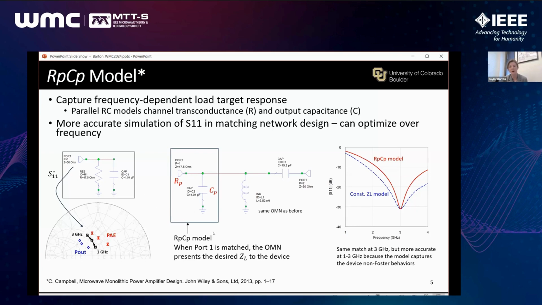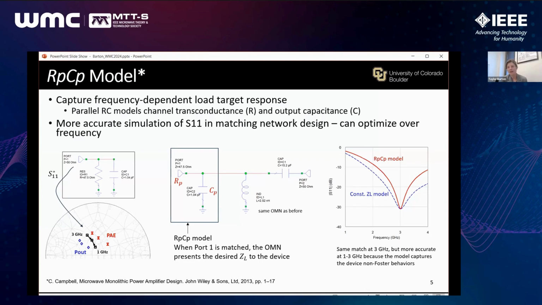So then I can take that model in the center, the schematic shown here at center, and try to match to that port 1. Here, the port impedance is the R, and then there's a shunt capacitance that is modeling that parallel C, the RPCP model. And again, if port 1 is matched, then this matching network design presents the desired load to the device.